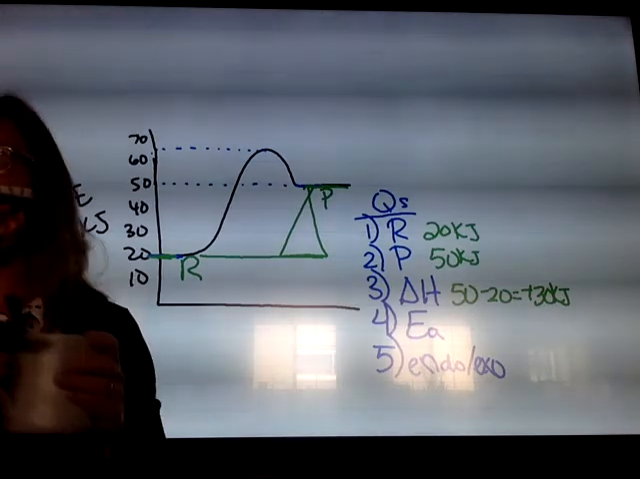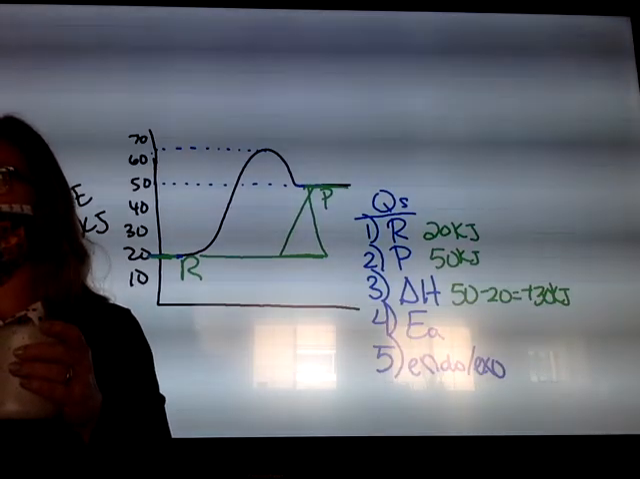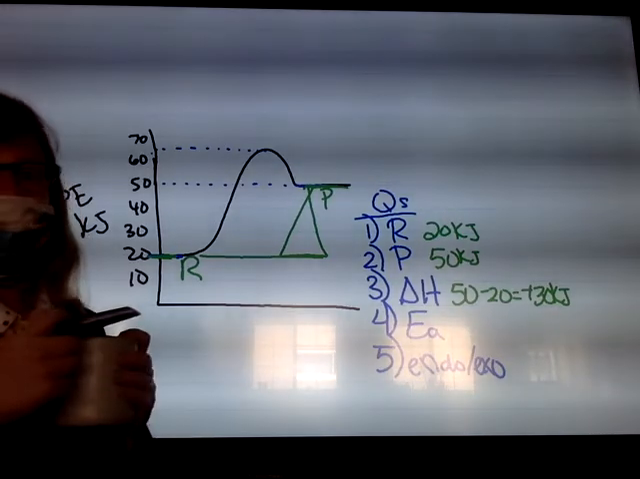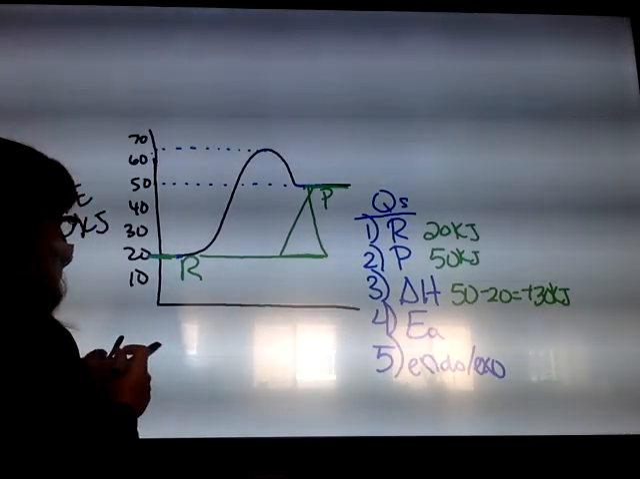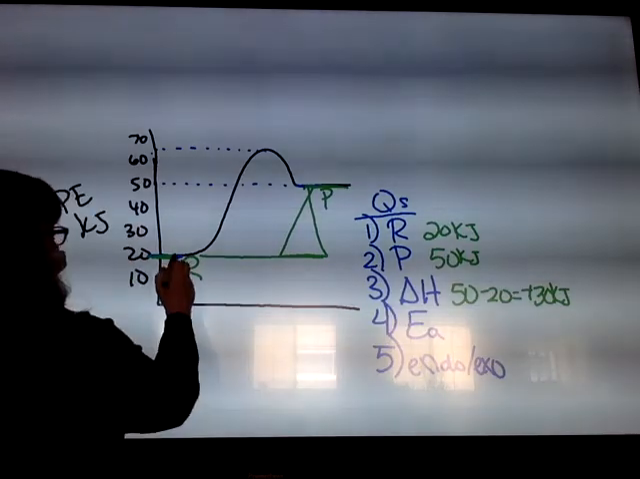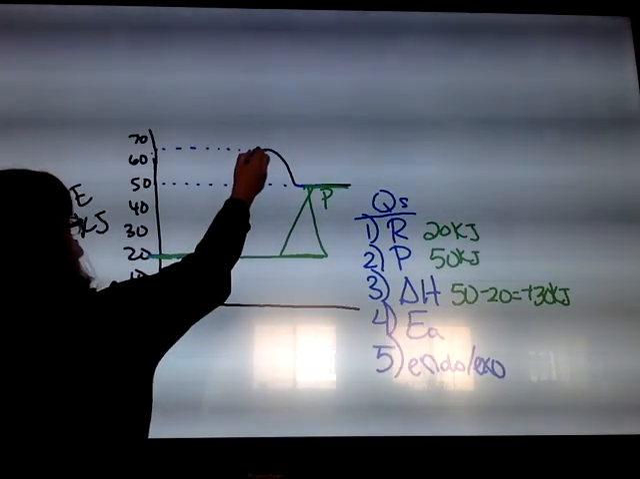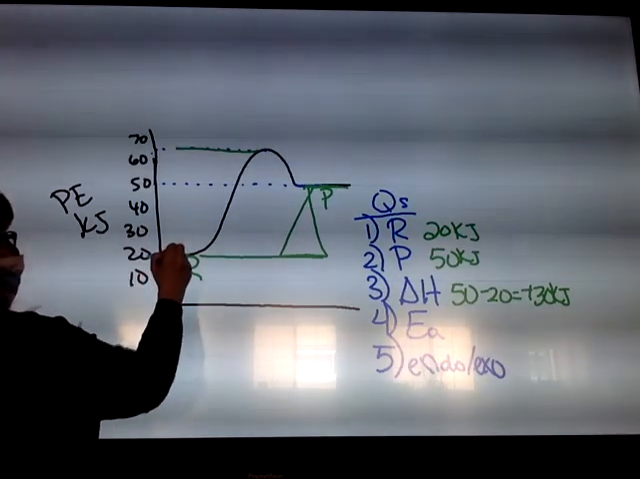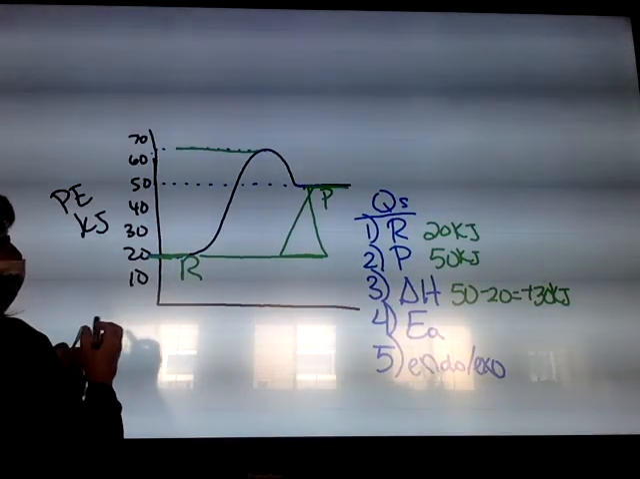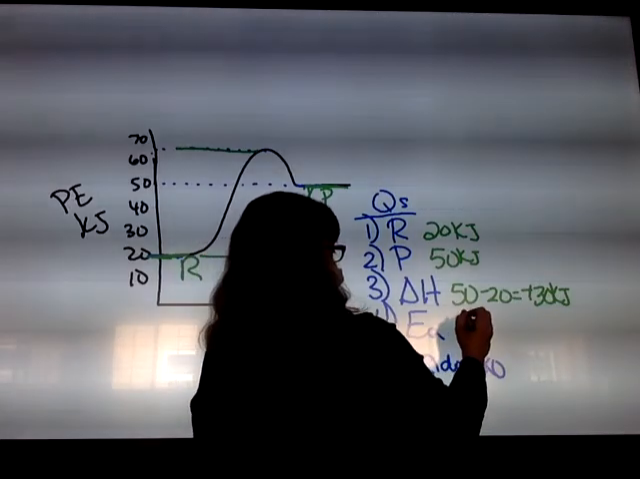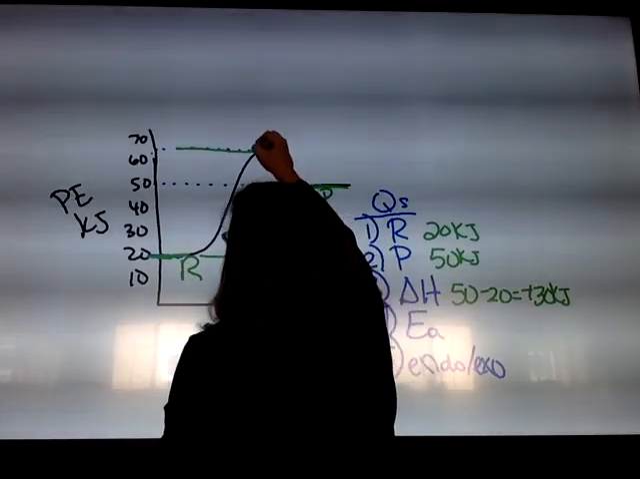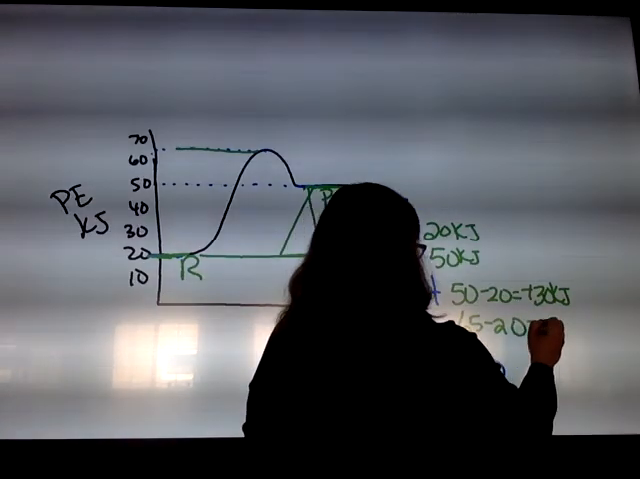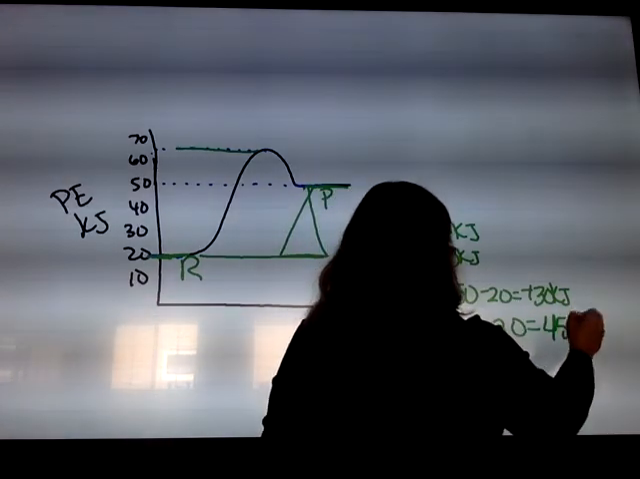If you don't have the positive, you will get no credit. You have to indicate if it's positive or negative with an actual plus sign. Now, activation energy starts at the reactants and goes to the top of the hill. The top of the hill is around 65. So from 20 up to about 65 is about 45. So again, I start at the top of the hill, around 65, minus the reactants, and I get about 45.